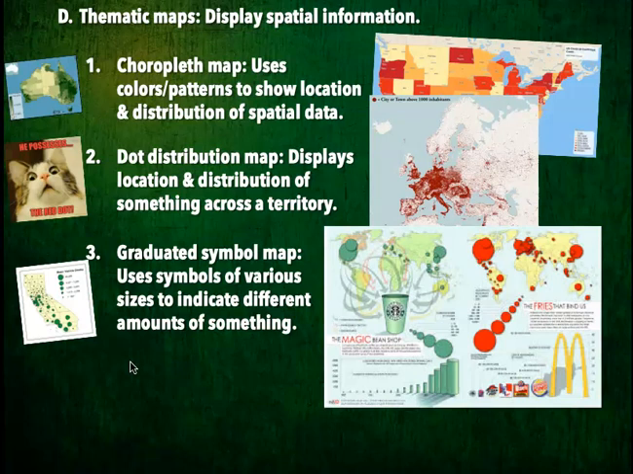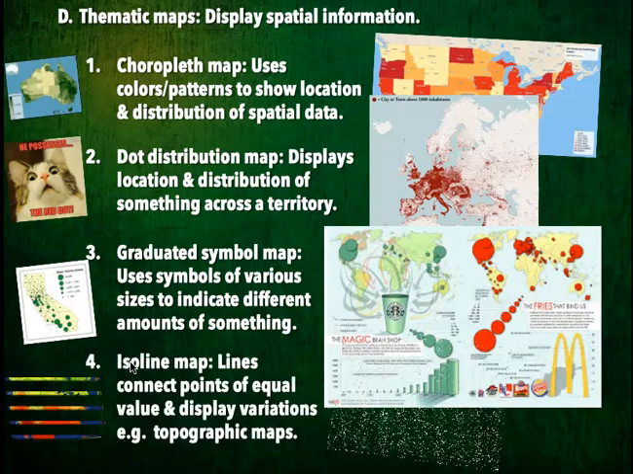Anyhow, you see the distribution of McDonald's and the other one. Look at the United States on that map. We're just one big gigantic red bubble. Anyhow, that's what you're doing with these, okay? Different amounts of something. Graduated symbol maps.